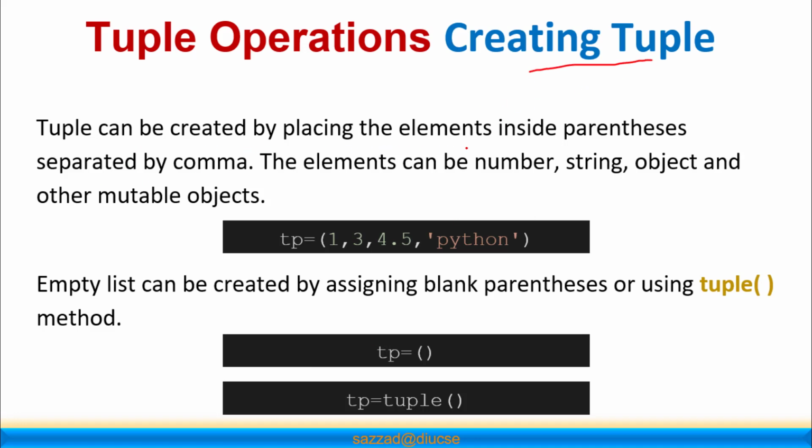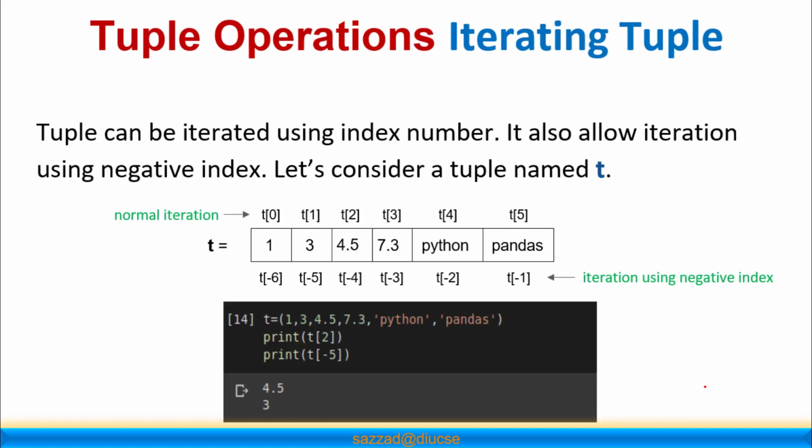So tuple operation, creating tuple. A tuple can be created by placing the elements inside parentheses separated by commas. So here we use parentheses, whereas in list we used square brackets. All the things are similar, but here we just use parentheses. The elements can be number, string, object, and other mutable objects as well. An empty tuple can be created by assigning blank parentheses or using the tuple method. So we also can create a blank tuple, and then further we will insert some values.